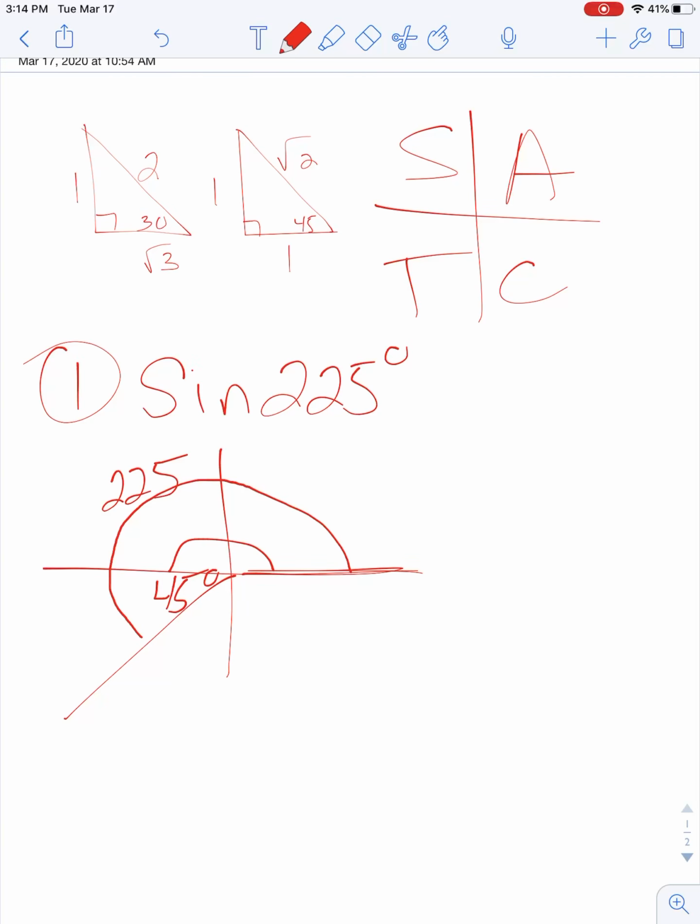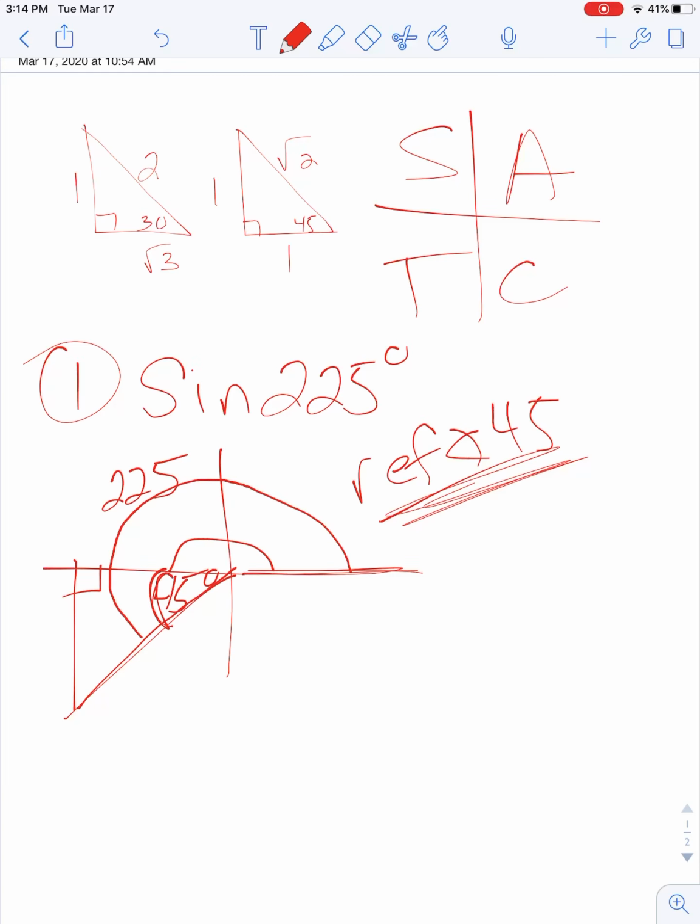So I draw my triangle, always out from the origin to the x-axis. The reference angle is 45. So reference angle is 45. Always the reference angle goes to the x-axis. This angle here, yes, that is also 45, but we don't care about that angle. We only care about the angle that goes to the x-axis. So I'm going to get rid of all this. We won't normally have all that in there. We're going to get good enough to get rid of all that.